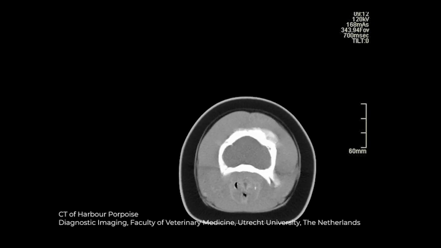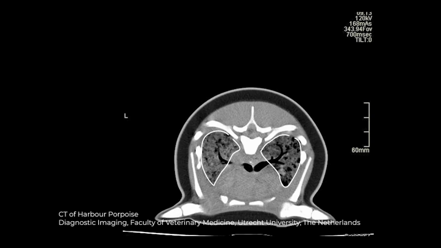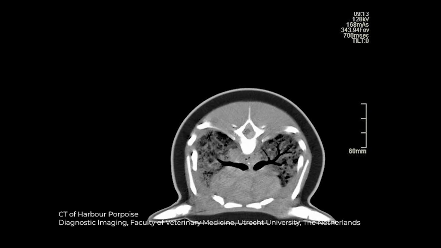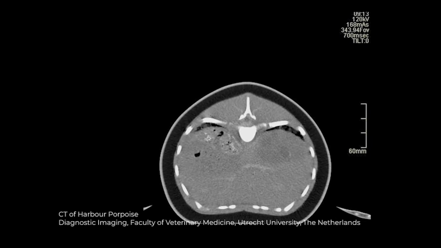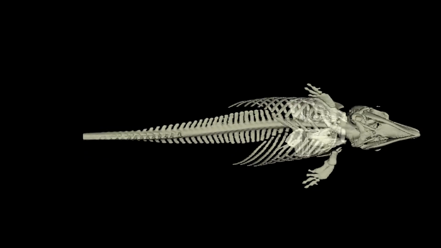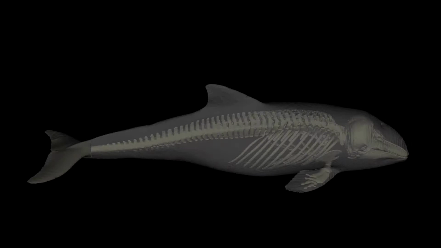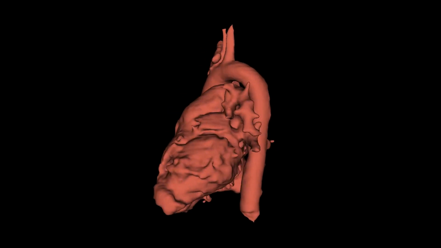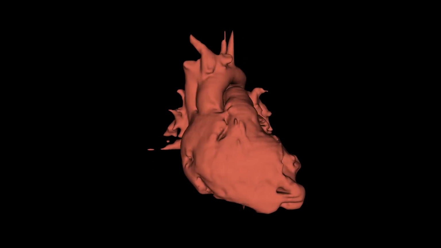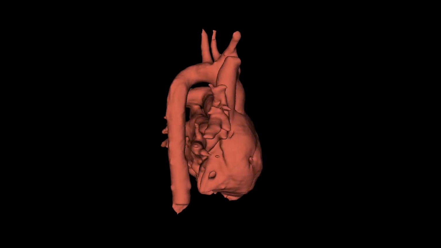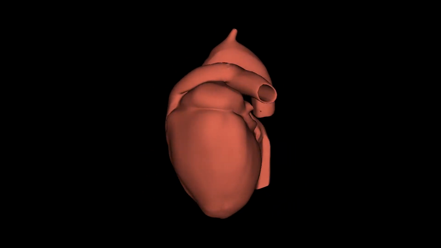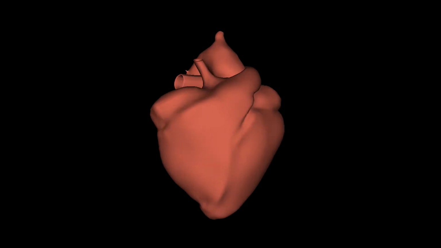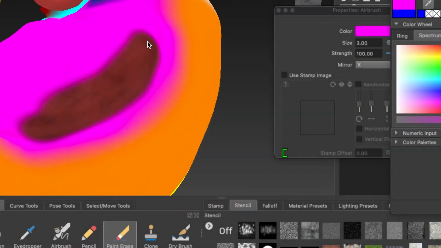Volumetric data was obtained from Diagnostic Imaging, Faculty of Veterinary Medicine, Utrecht University in the Netherlands. This data was used to segment the lungs, the skeleton and the skin of the harbour porpoise in MITK. The heart was segmented from human data instead, as the harbour porpoise data was CT and so was not the right medium to capture cardiac tissue. The models were retopologized, sculpted and textured using Autodesk Maya, Autodesk Mudbox and Adobe Photoshop.